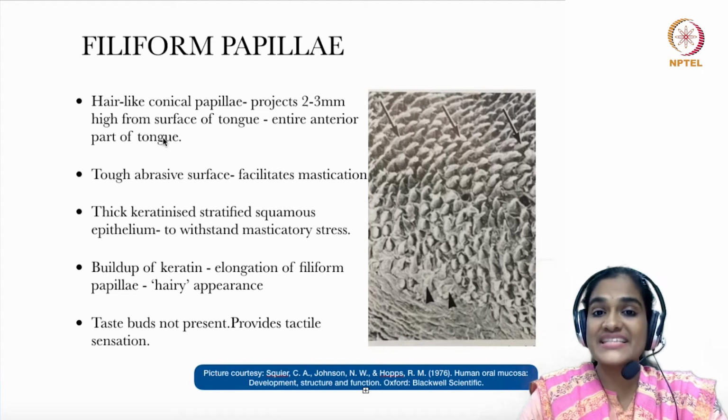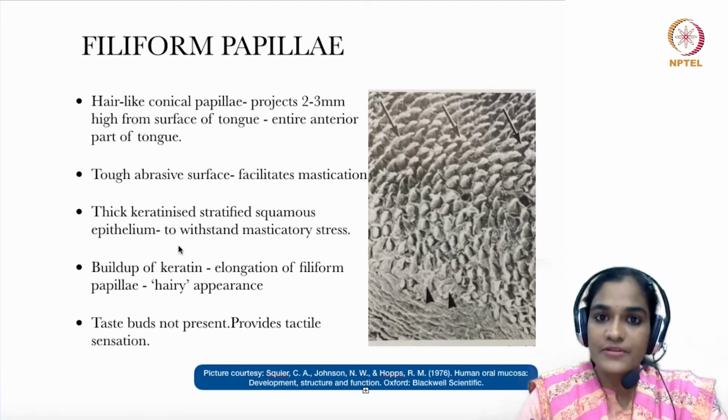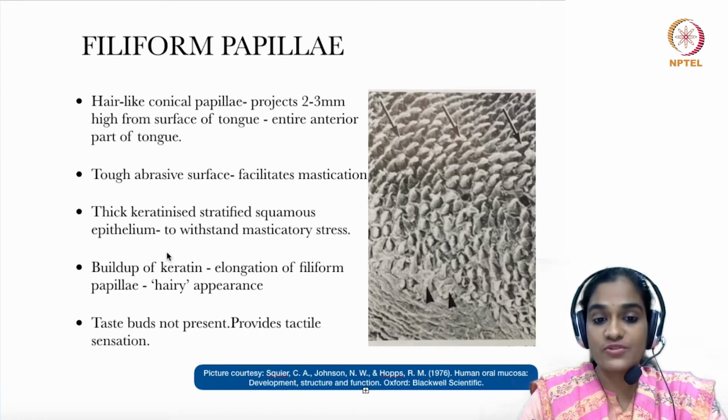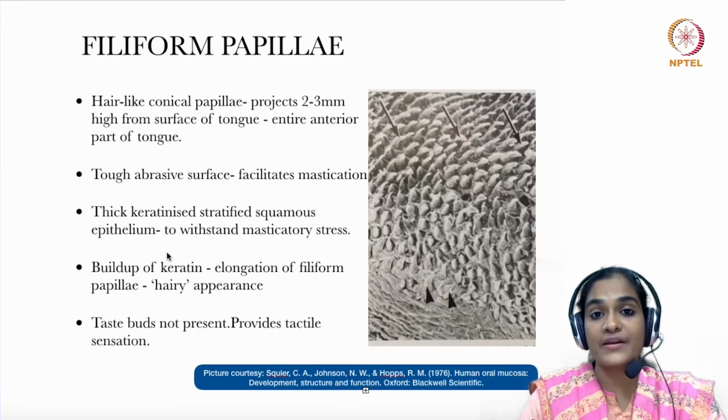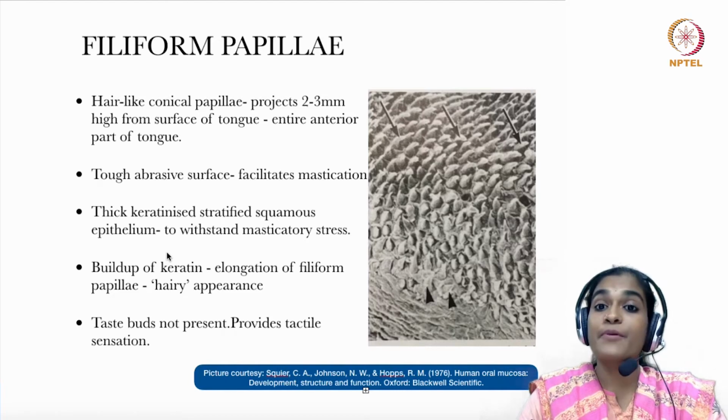The epithelium is thick keratinized stratified squamous epithelium. The keratinization is to withstand the masticatory stress. In some individuals, the buildup of keratin and the failure of desquamation of this keratin leads to the elongation of the filiform papilla, giving a hairy appearance to the tongue. The taste buds are not present in the filiform papilla. They provide for the touch, temperature, and the pain sensations.